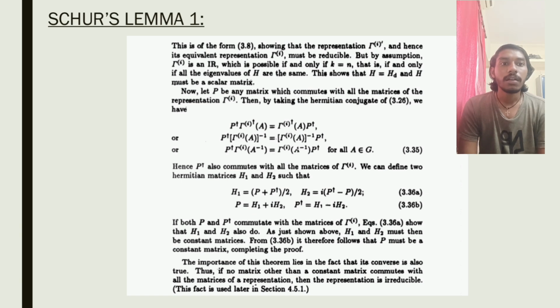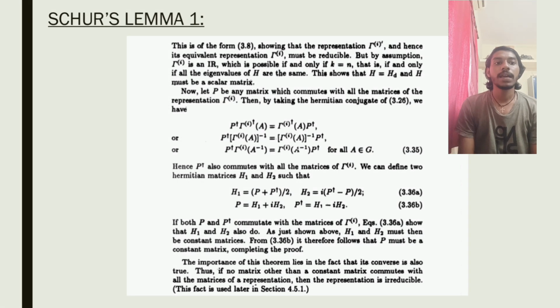Hence, P dagger also commutes with all the matrices of Γ_i. We can define two Hermitian matrices H1 and H2 such that H1 is equal to (P plus P dagger) divided by 2, and H2 is equal to i (P dagger minus P) divided by 2. P is equal to H1 plus i H2, and P dagger is equal to H1 minus i H2.